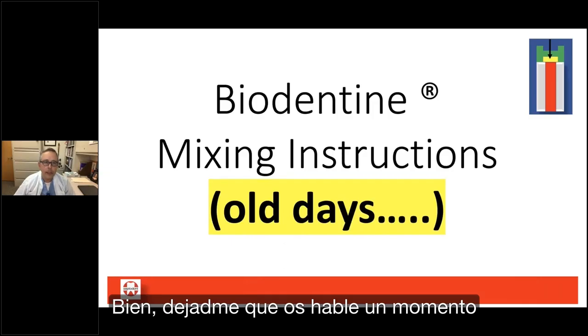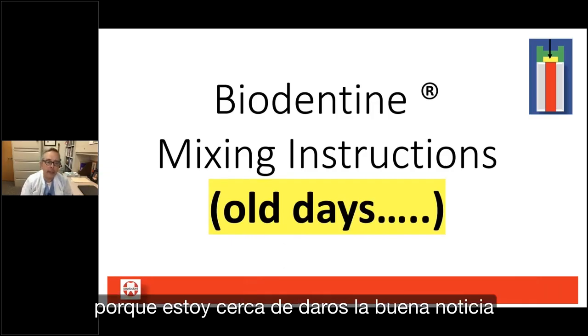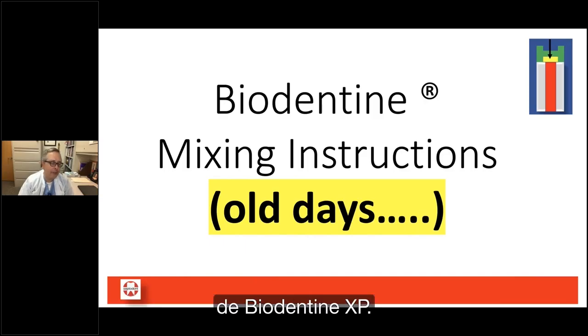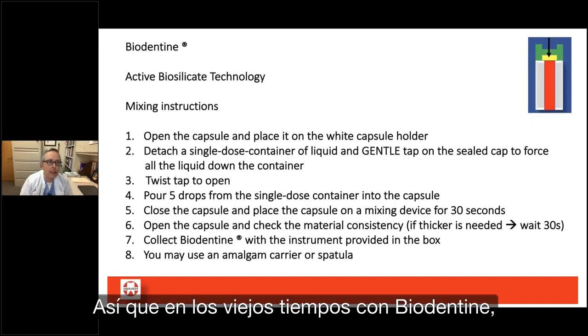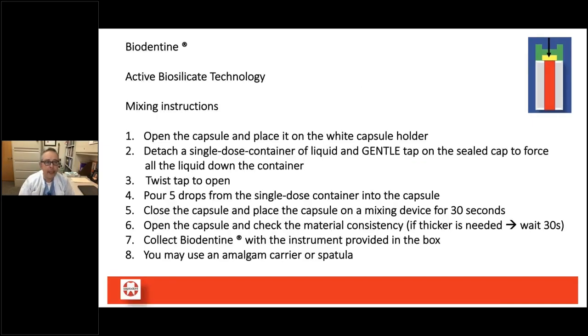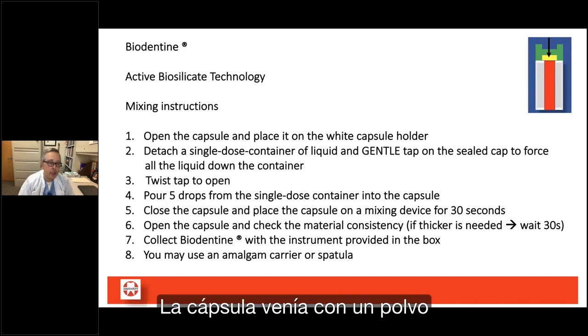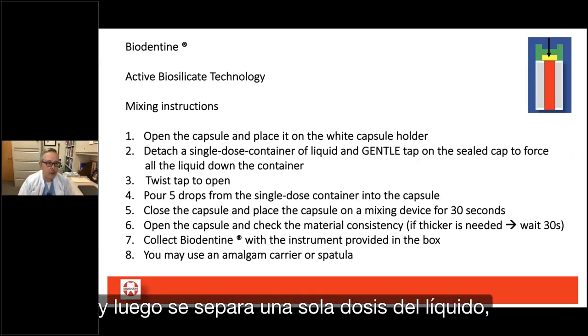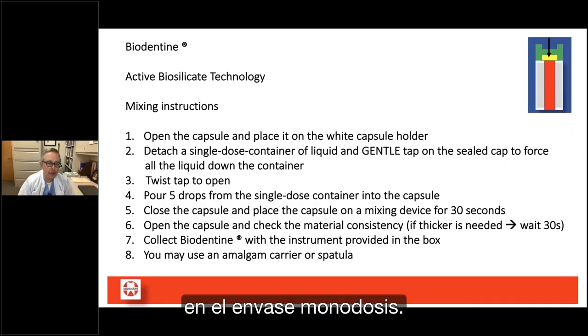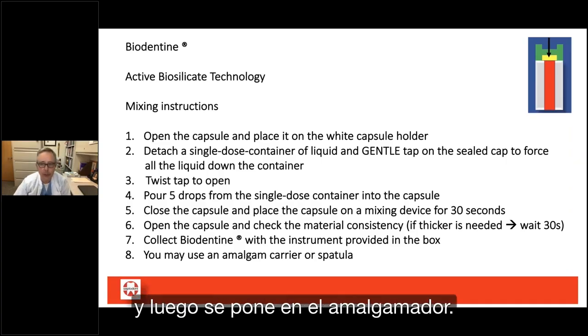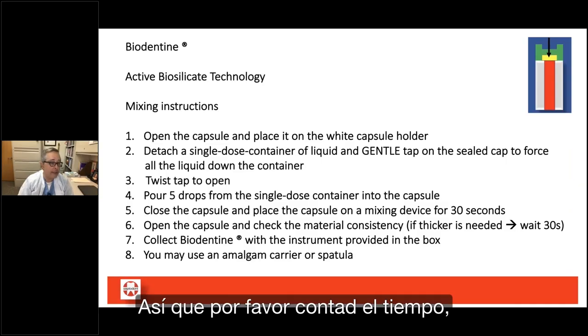Okay, let me tell you a little bit about the old days, because I'm close to telling you the good news of Biodentine XP. But before I tell you the good news, let me show you the old days. In the old days, as I mentioned, Biodentine was a capsule. The capsule comes with a powder, and in a little bottle you have the liquid. You detach one single dose of the liquid, you open the little tap, and you pour 5 drops in the single dose container, you close the capsule, and then you put that in the amalgamator.